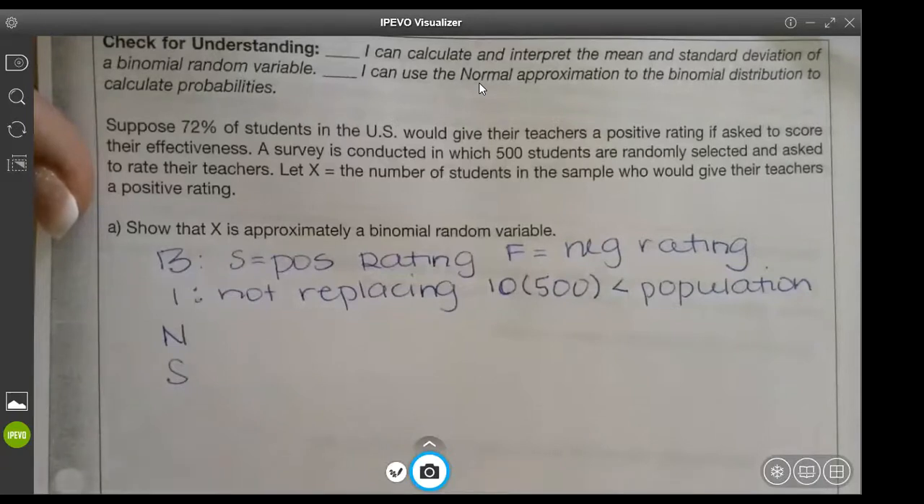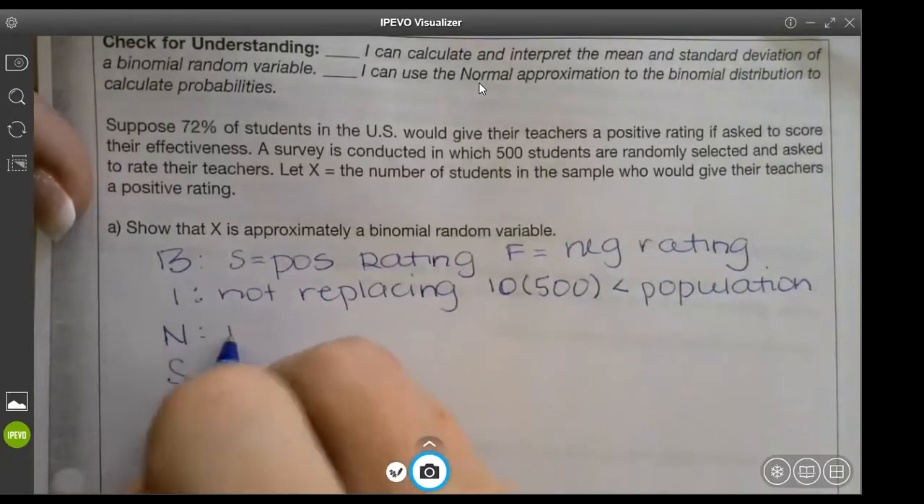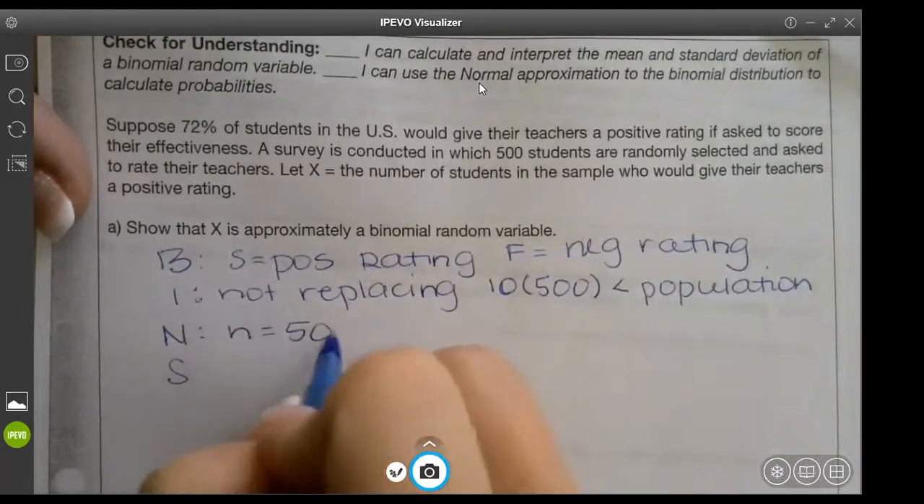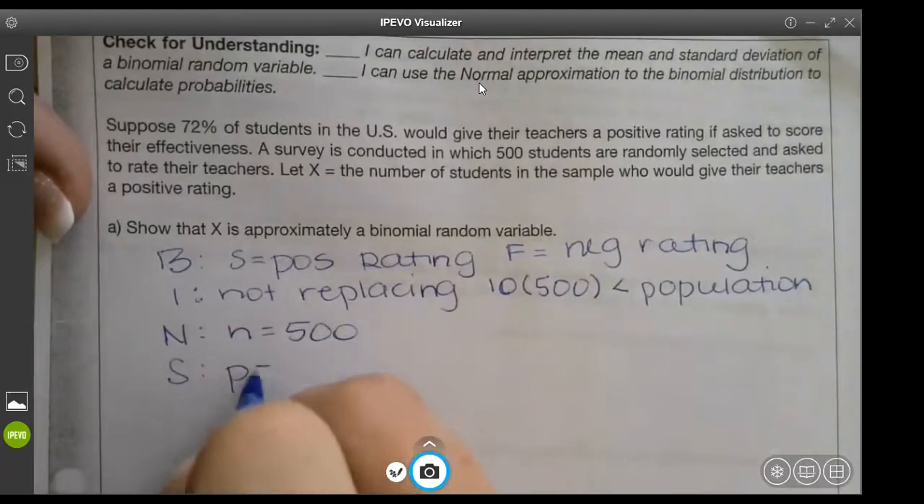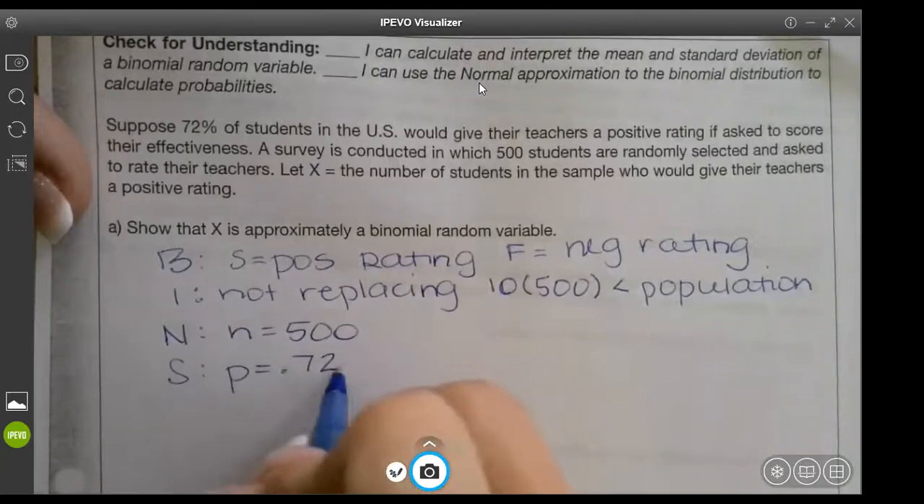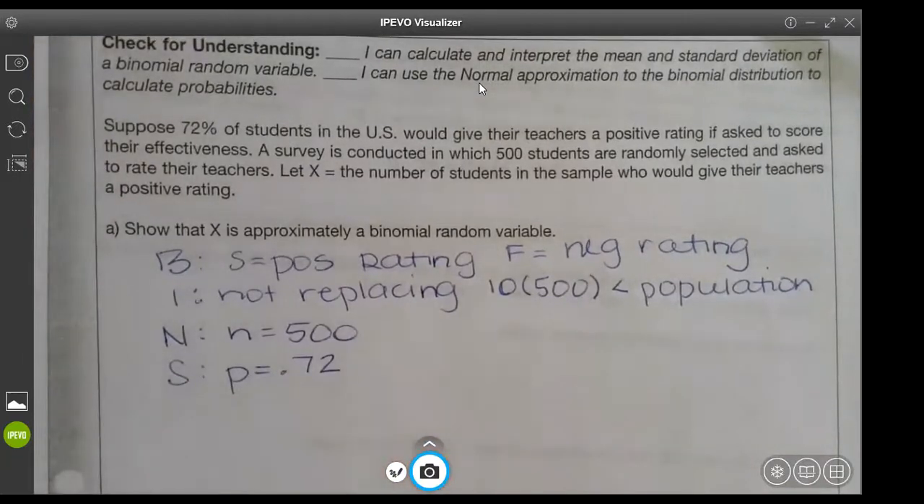All right, what's your N? And what's your probability of success? 0.72, perfect. All right, any questions on that one? Everybody good with binomials? Watch that replacement and not replacement, okay?